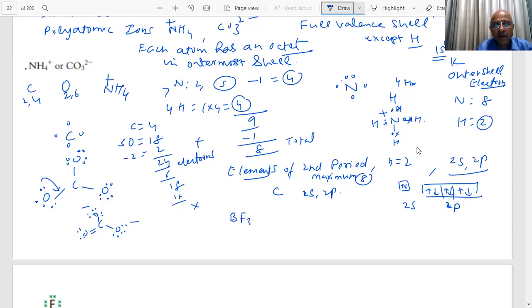BF3, can you draw the structure of BF3, student? You have 1 minute to answer the question. Draw the structure of BF3, student. BF3.